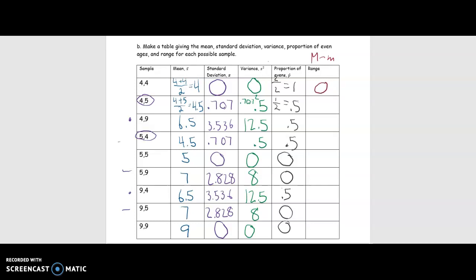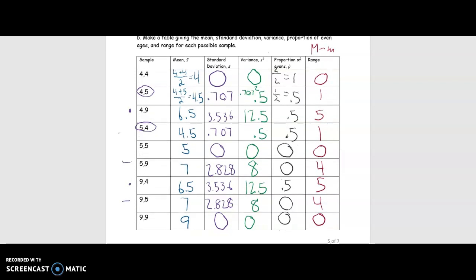Next, we'll have 5 minus 4 is 1. And then 9 minus 4 is 5. 5 minus 4 is 1. Then we'll have 0 for 5 minus 5. 9 minus 5 is 4. 9 minus 4 is 5. 9 minus 5 is 4 again, and then we'll have a range of 0 for the last one.